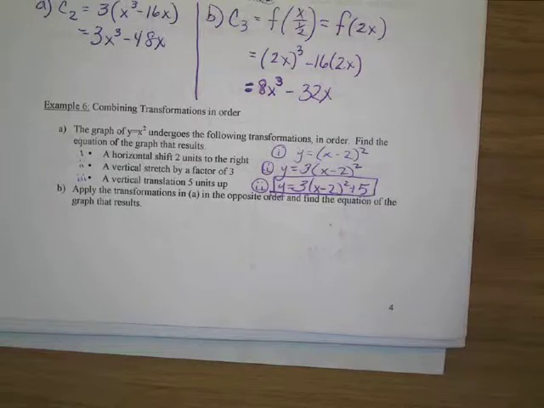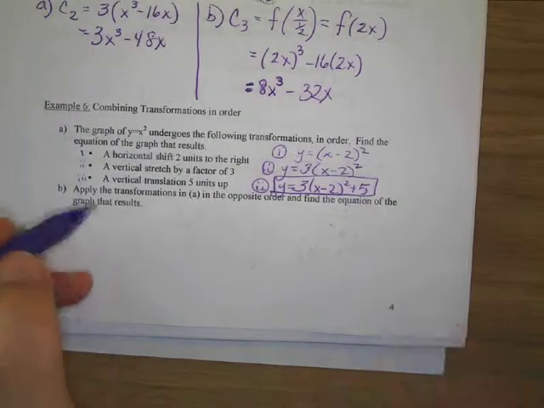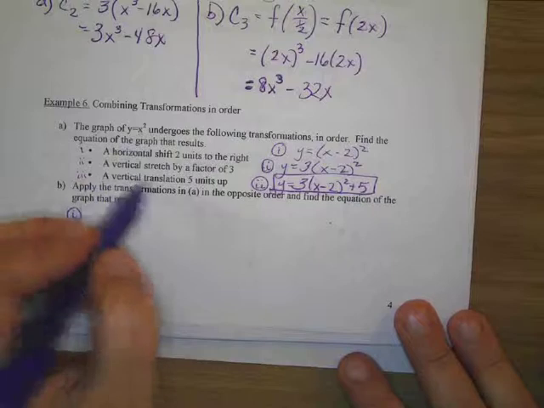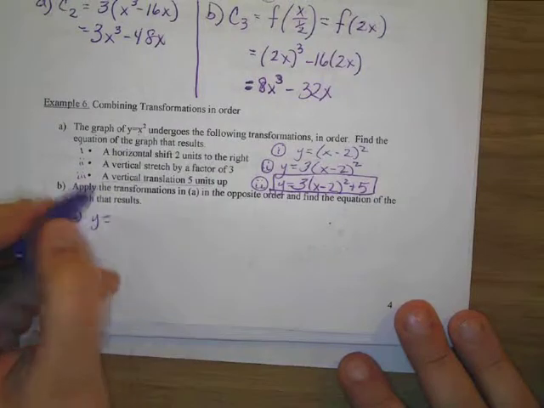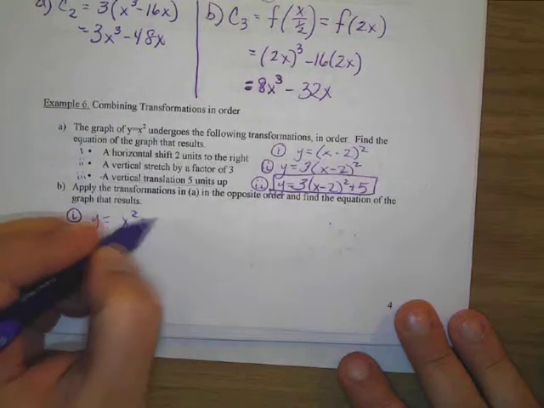And now part B wants us to do it in reverse order. So what's the first thing? What's our first miniature equation here? We start with x squared and we're going to go, what's this one tell us to do? Add 5 to the equation. So x squared plus 5.